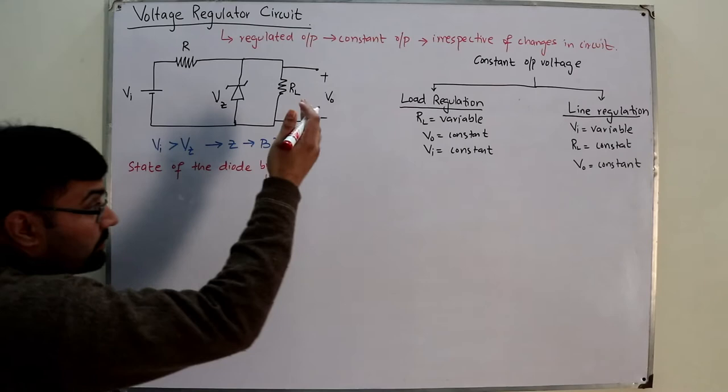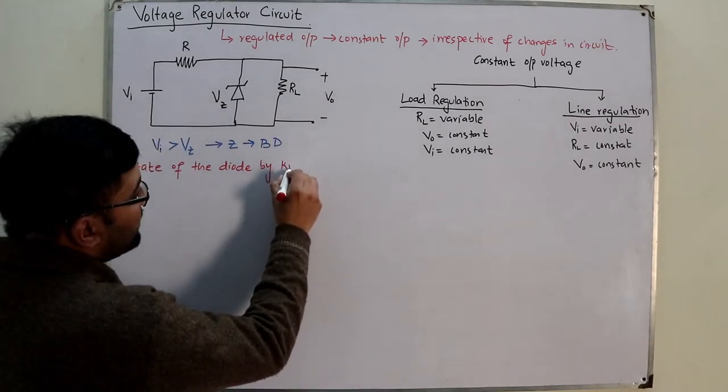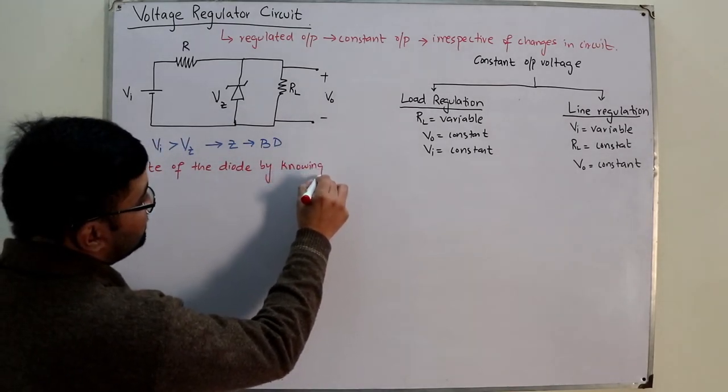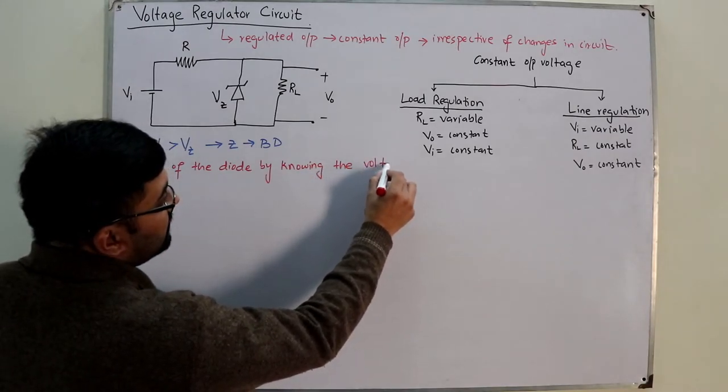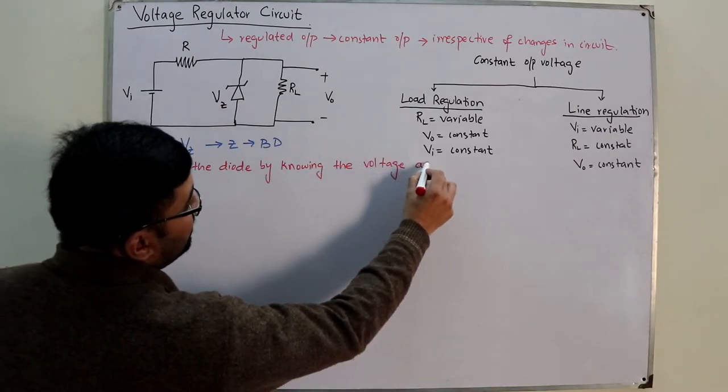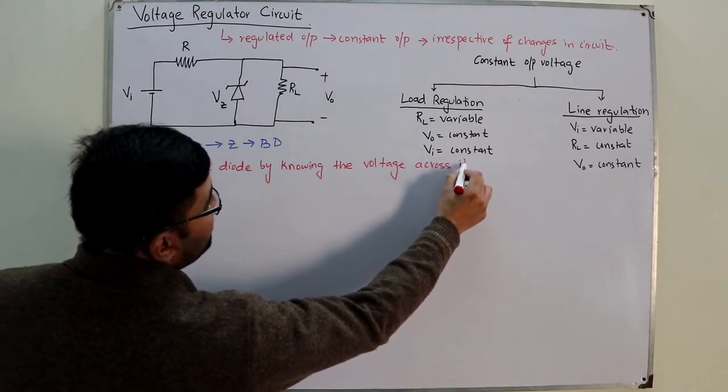How do we determine the state? By knowing the voltage across it, and then you know the conditions. By knowing the voltage across it. So have a look.